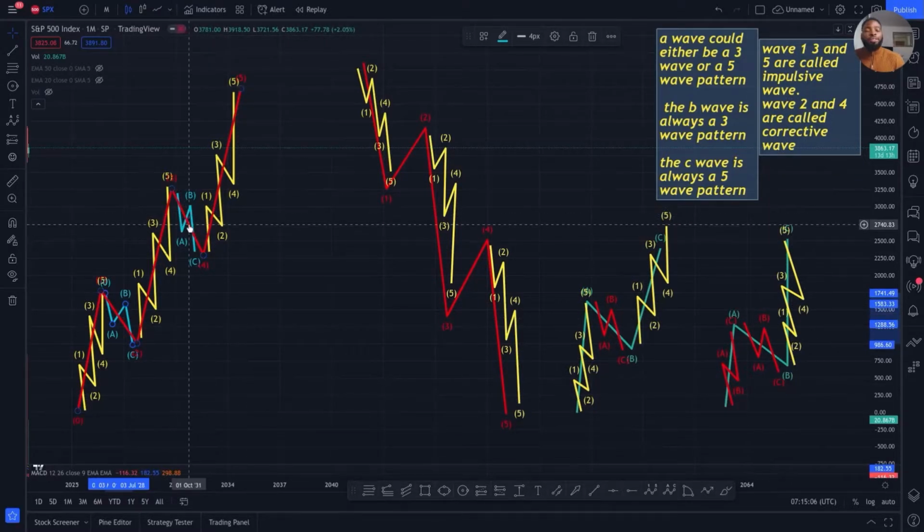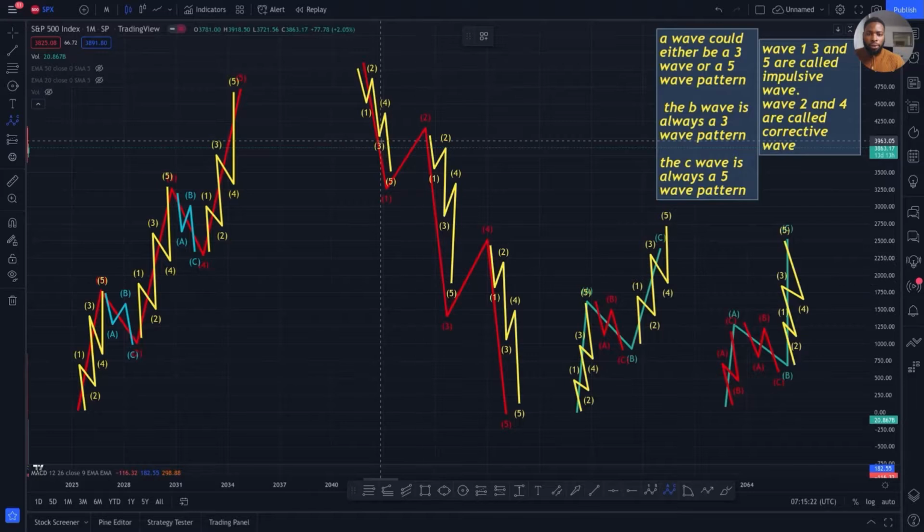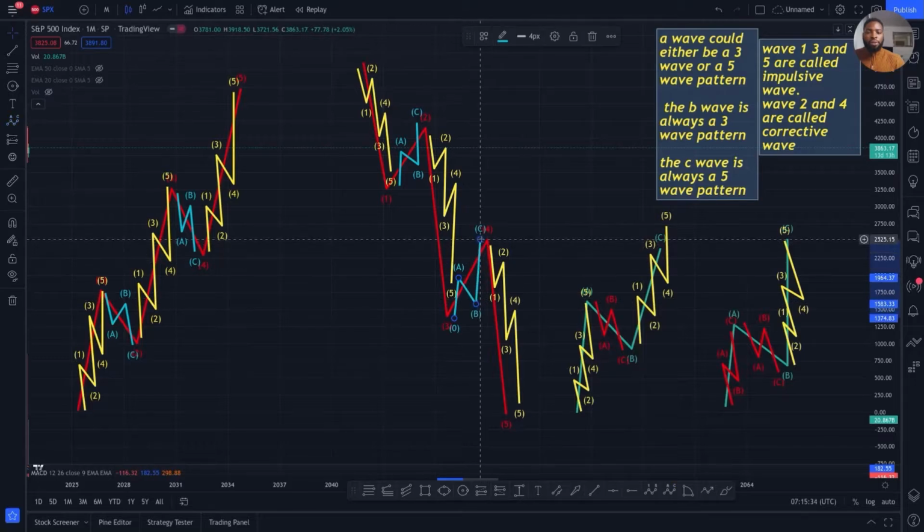Scaling in means going down to the lower time frame. So let's assume we're on the monthly time frame. This is what we can see. If you scale into the lower time frame, you can get more information about what's happening. You can get more information about the fractals. You can see the market clearly. So if I complete the other one, it is A, B, C.